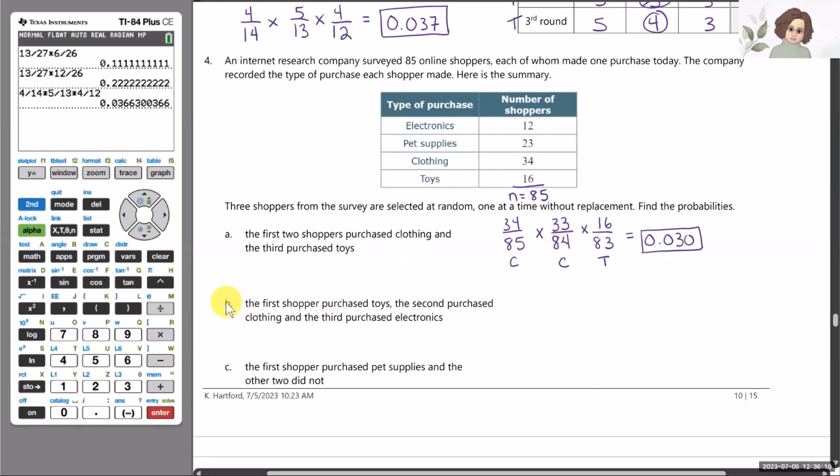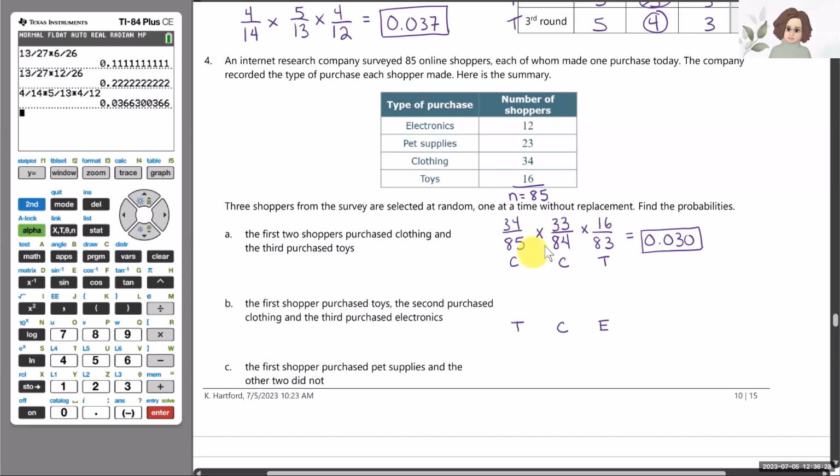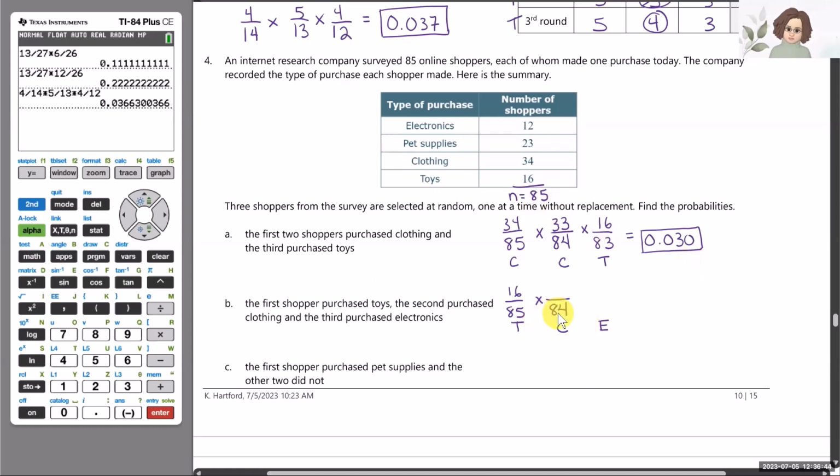All right, so B. The first shopper purchased toys, the second purchased clothing, the third purchased electronics. So now I'm looking for toys first, clothing next, followed by electronics. All right, so we start at the beginning here, toy, 16 out of 85. And then we pick that person out of the mix. So sometimes I do my denominator next. There would only be 84 people left.